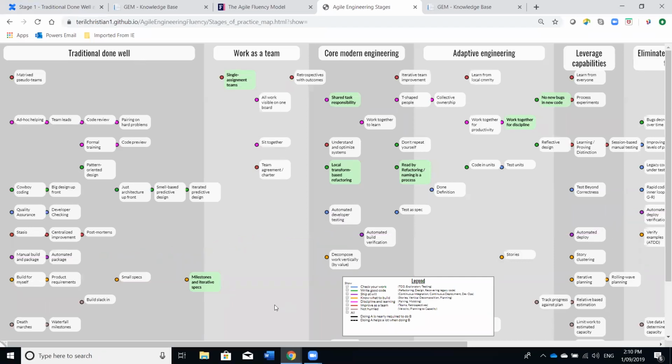If you want to know more information about specifically how to use this model, just check in on the GEM overview section, and you'll get a good idea of how to use this model. Today, we're not going to spend a lot of time deep diving into the model, but more really honing in on traditional done well and work as a team.